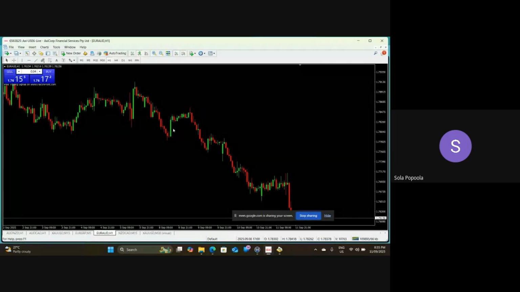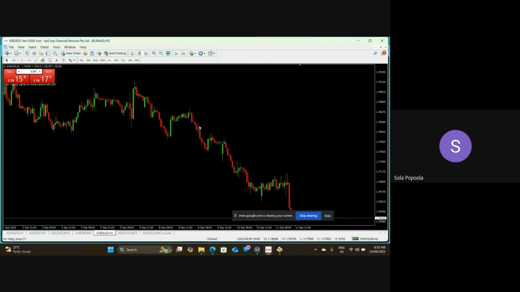Please pay attention. If you have to watch the video, you have to watch it again and again. Please do yourself that favor. All right. So the red arrow and the red candle signify the market is going down, and the green arrow signifies that the market is going up.